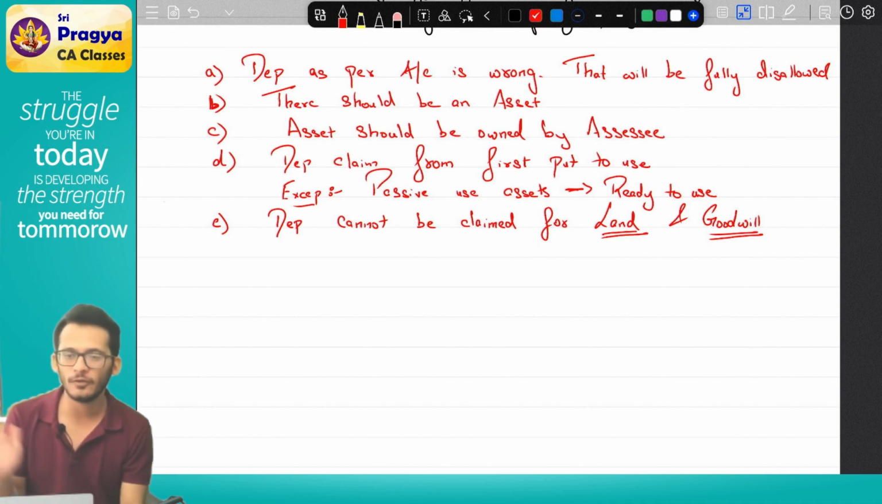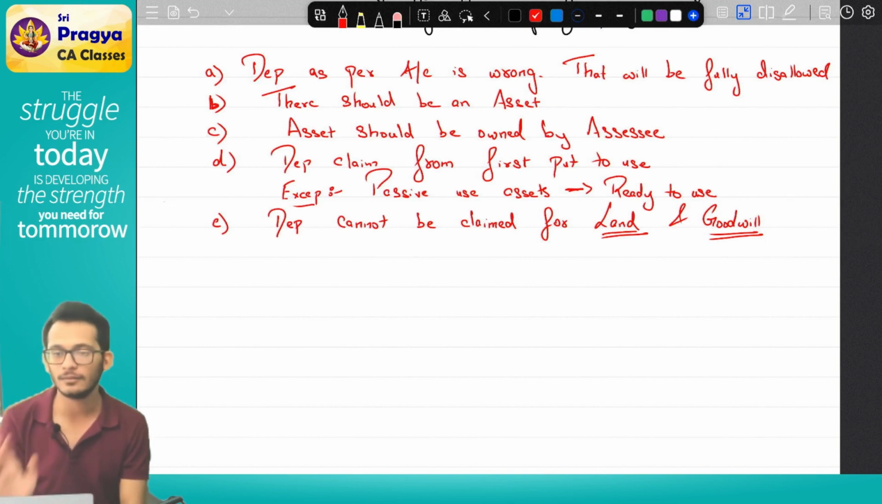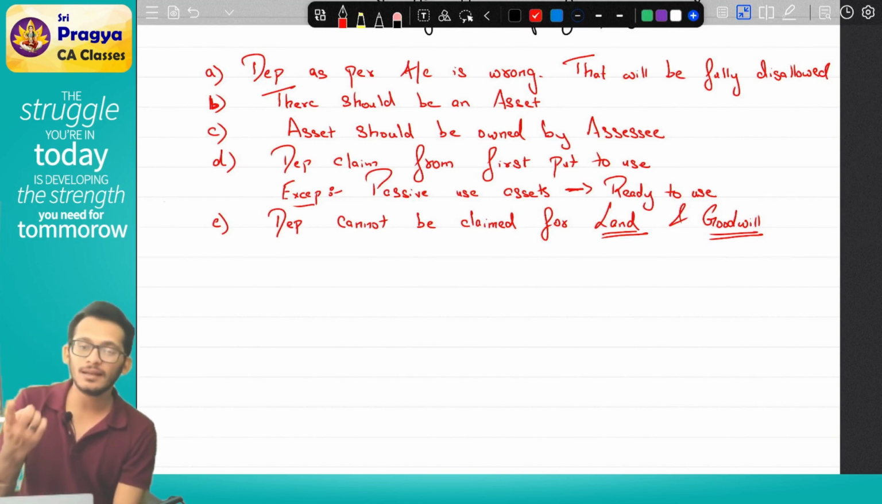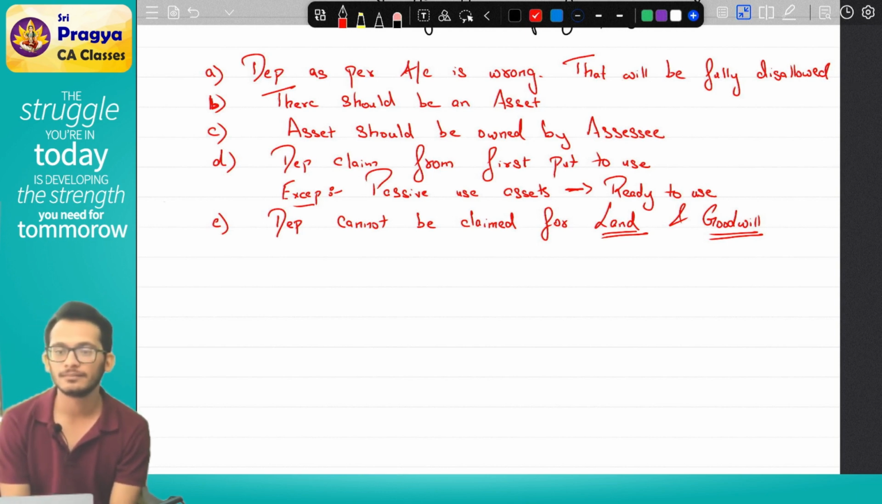I said, sir, there is no proof and all. This is a balancing figure. He said, Rahul, if it is a balancing figure, there is no brand value. Goodwill can be depreciated, but I will say goodwill is 0. So depreciation will become 0.